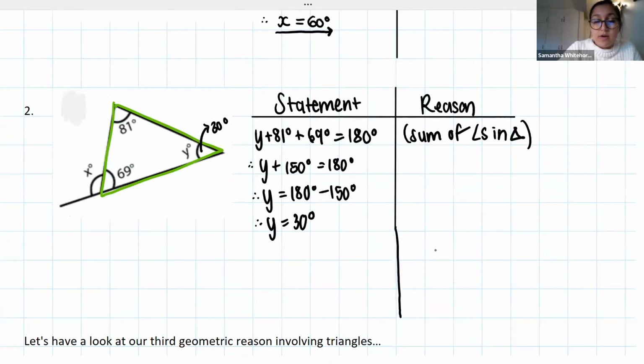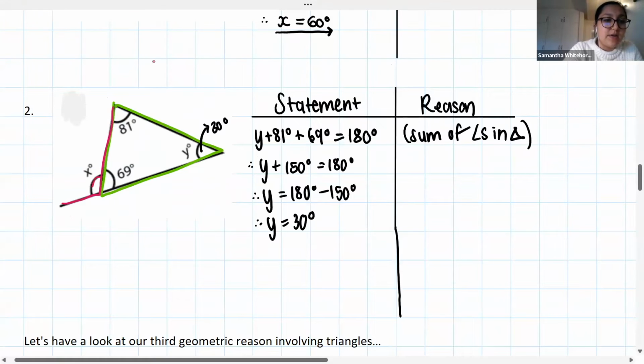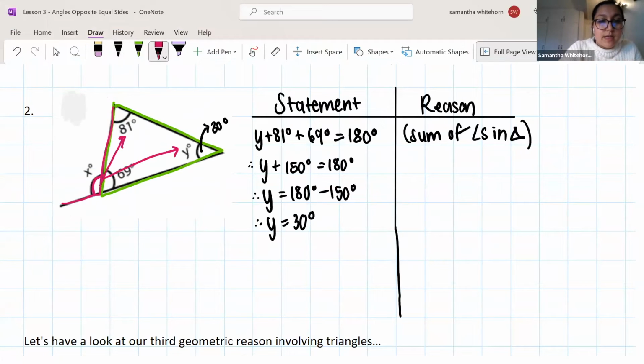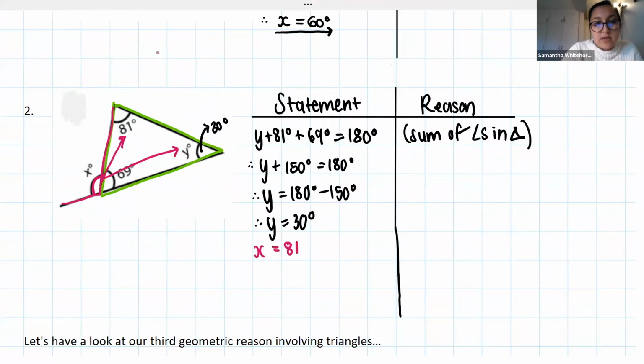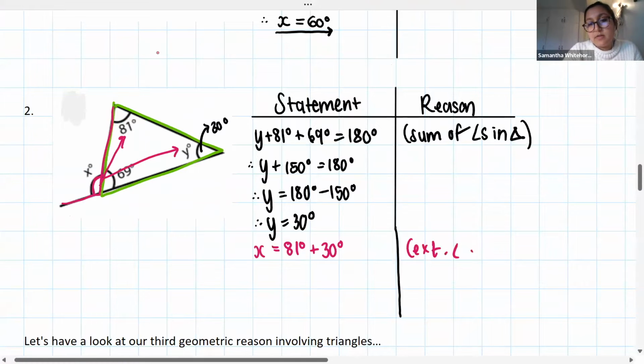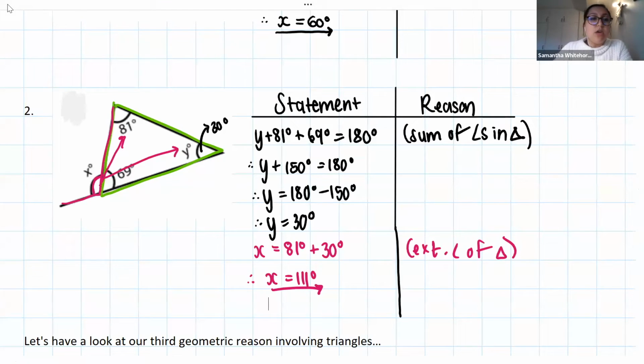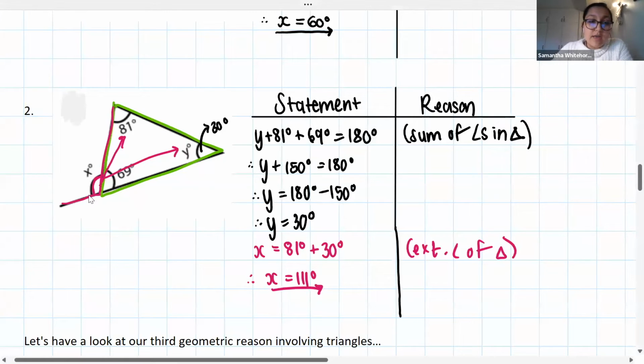Now I've got Y, now I need to find X. So if I look at where X is an exterior angle to my triangle, which means it's equal to adding together my two opposite interior angles. So X is equal to 81 plus 30 degrees because of exterior angles of a triangle. And then if I add 81 plus 30, I get an answer of 111 degrees for X.